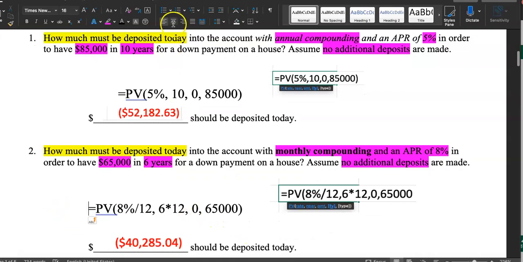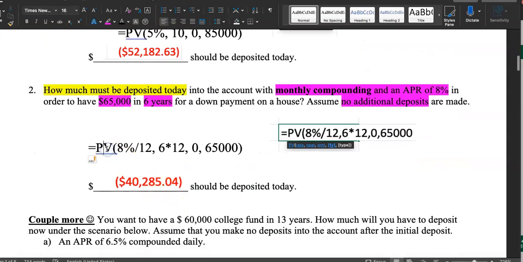Alrighty, so we're doing good. That's how you would do the present value functions. Couple more.